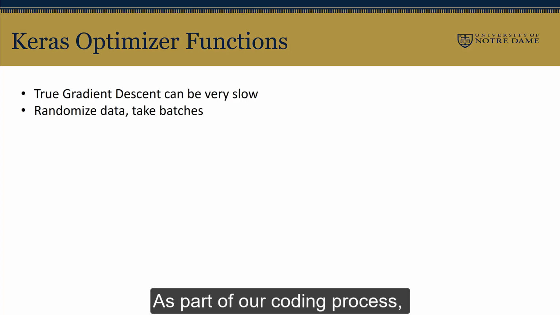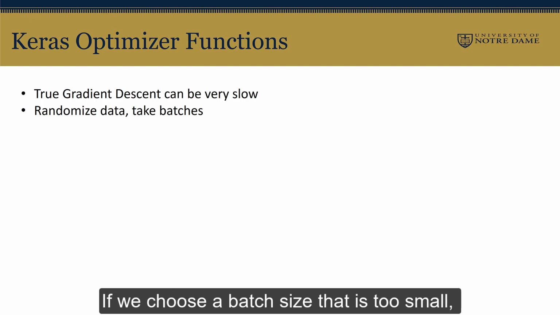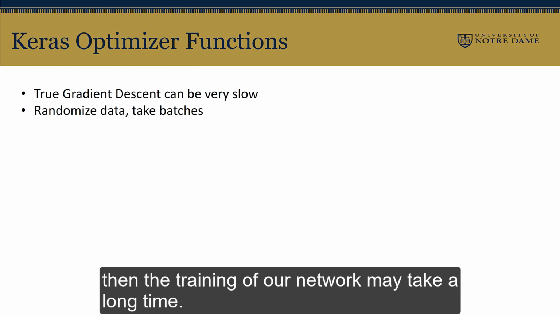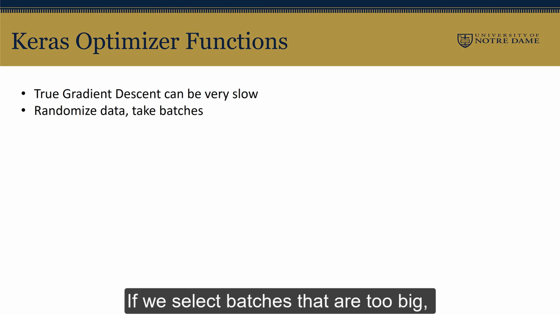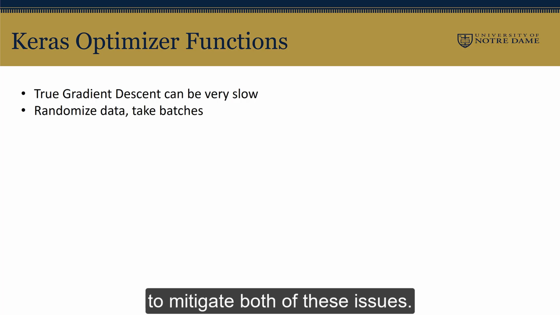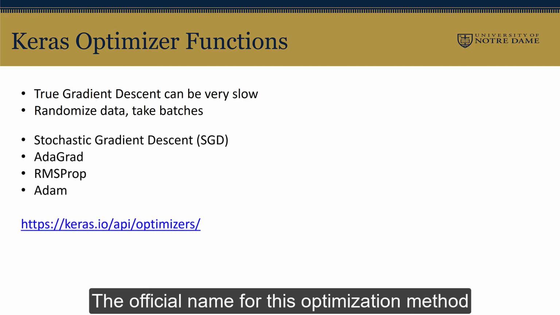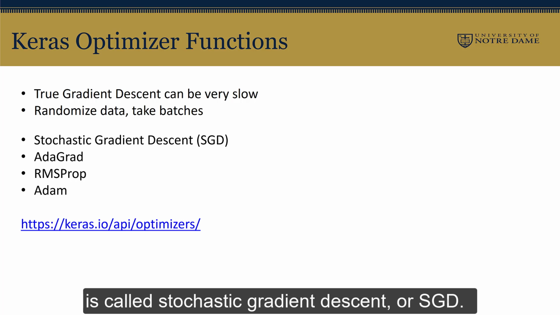As part of our coding process, we may specify the size of the batches that we want to use. If we choose a batch size that's too small, then the training of our network may take a long time. If we select batches that are too big, then our training may be inaccurate. Batches of size 32 tend to be a happy medium to mitigate both of these issues. The official name for this optimization method is called stochastic gradient descent, or SGD.